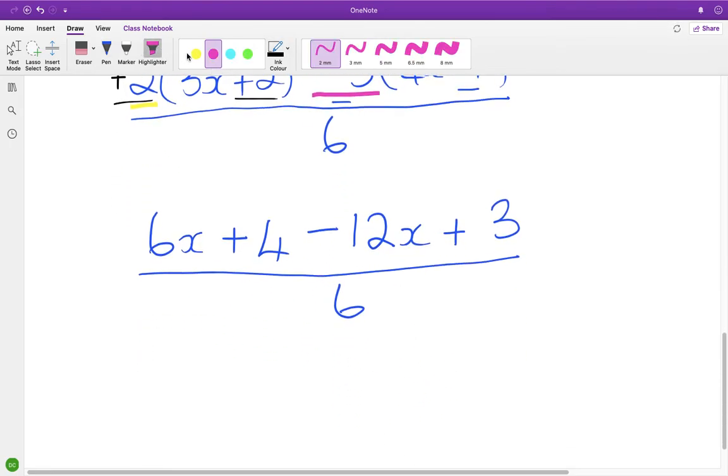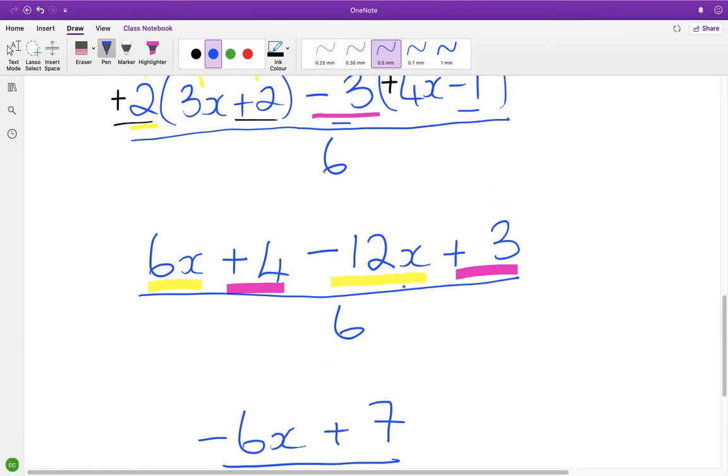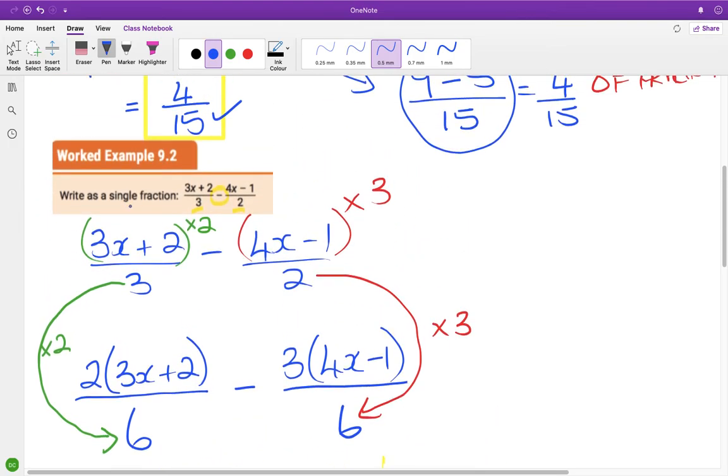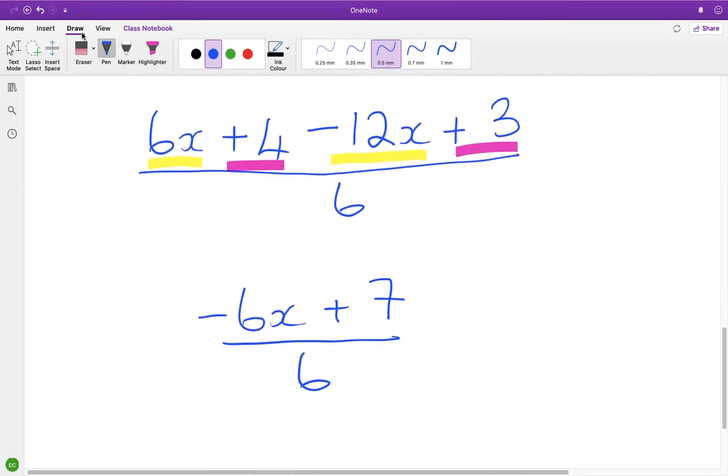Okay, so now we're going right back to the start, and we have families. I have the x family and another member, and I have the constant family and another member. So it can be, if you remember the word, simplified. For the x's, 6 minus 12 is minus 6 for the x's, and a 4 and a 3 makes plus 7 for the constants, over 6. If you have a look at the question, you were asked to write as a single fraction. So it started as two fractions with a minus in between, but it has finished as a single fraction.